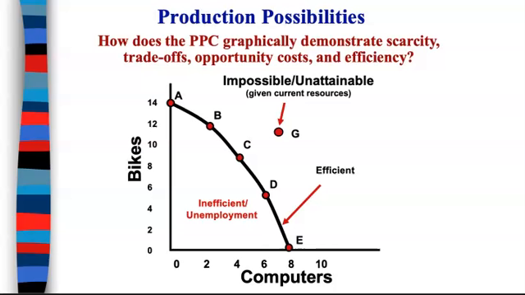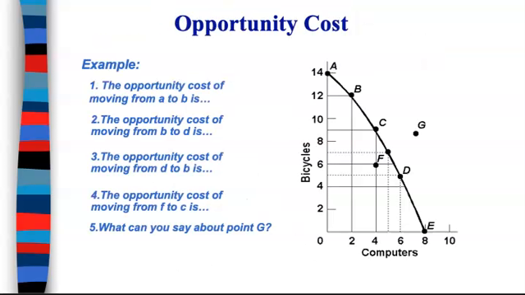Now, one of the biggest things that you need to be able to do with the production possibilities curve is to be able to demonstrate and articulate the idea of opportunity cost. So let's go ahead and practice. We're using the same numbers that we had on the last graph, though our graph looks a little bit better here. And so let's go through these 5 examples right here.